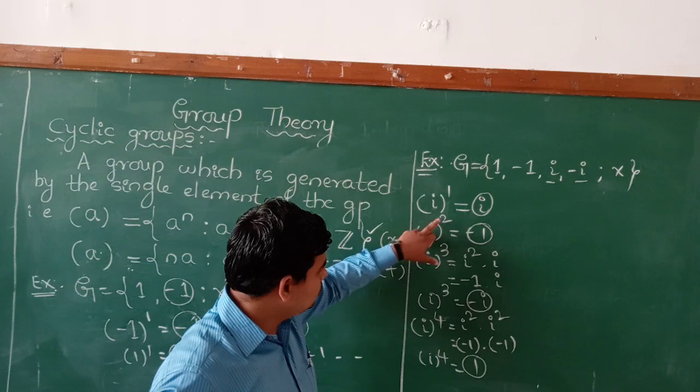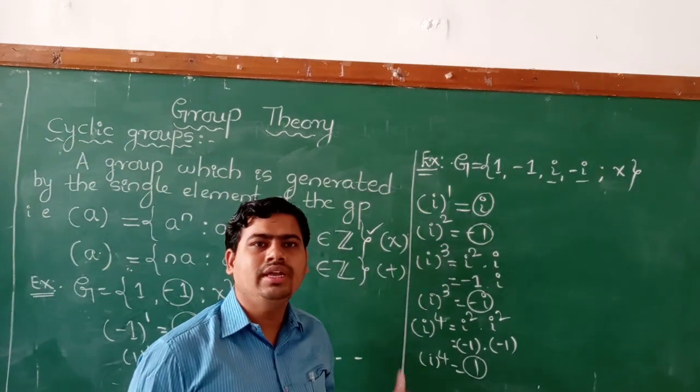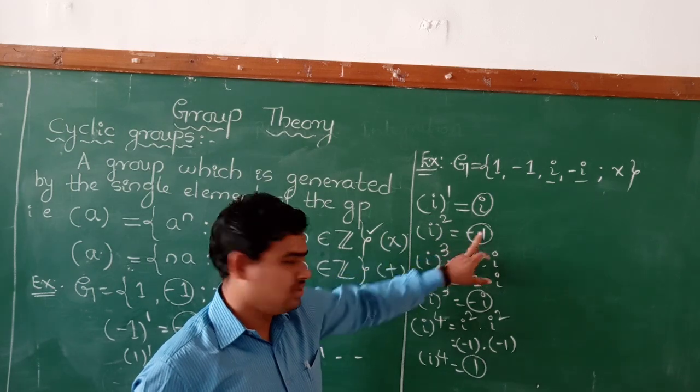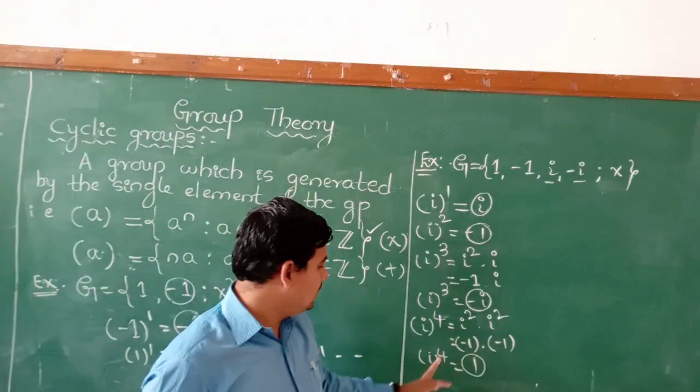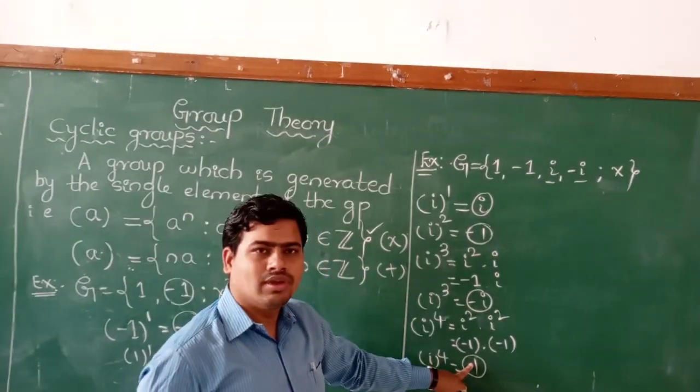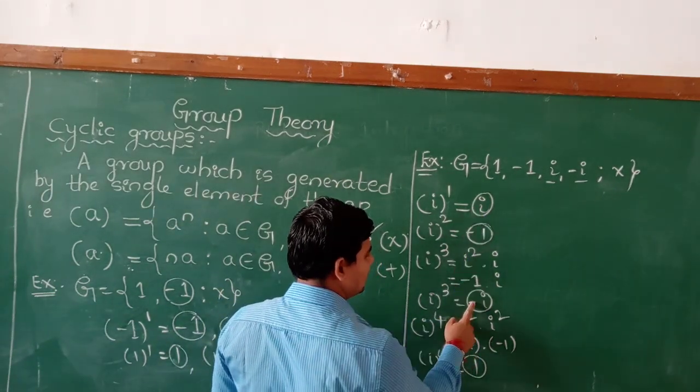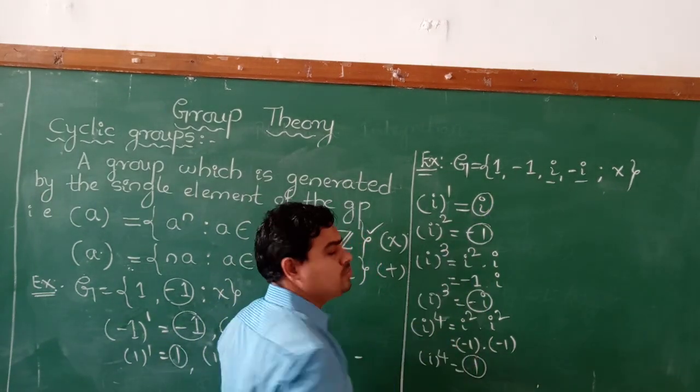1, 2, 3, 4 are nothing but what? Integers. Okay, if you put 1, we get i. 2, minus 1. If you put 3, we get minus i. If you put 4, plus 1. These are nothing but what? 1, minus 1, i, minus i. These are all the elements of group G.